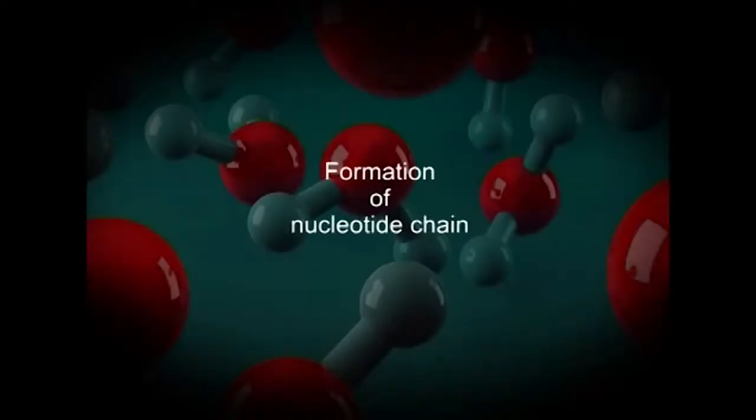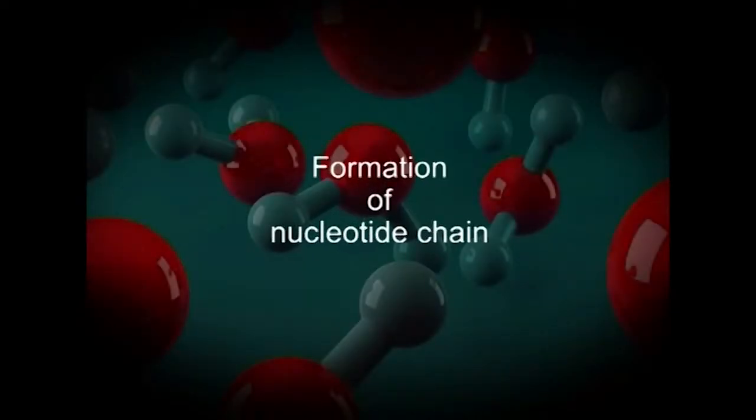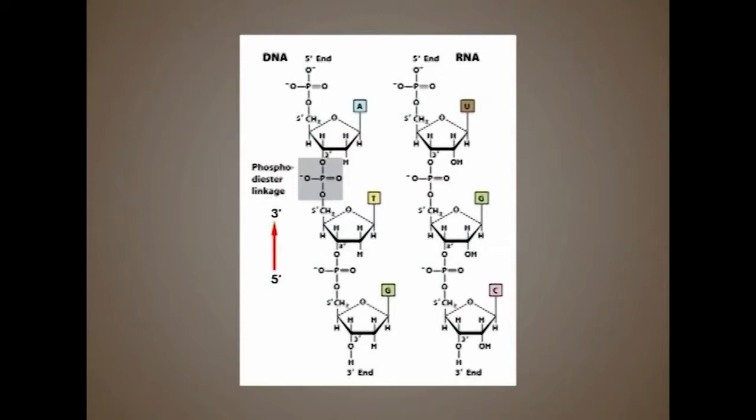Now, formation of the nucleotide chain. The successive nucleotides of both DNA and RNA are covalently linked by a phosphate bridge, in which the hydroxyl group of the 5' phosphate of one nucleotide unit is joined to the 3' hydroxyl group of the next nucleotide, forming a phosphodiester linkage with the elimination of a water molecule.